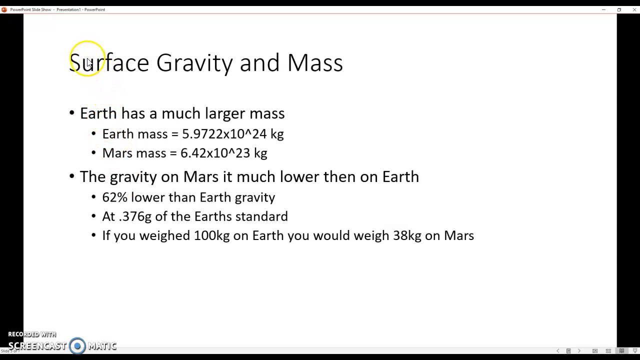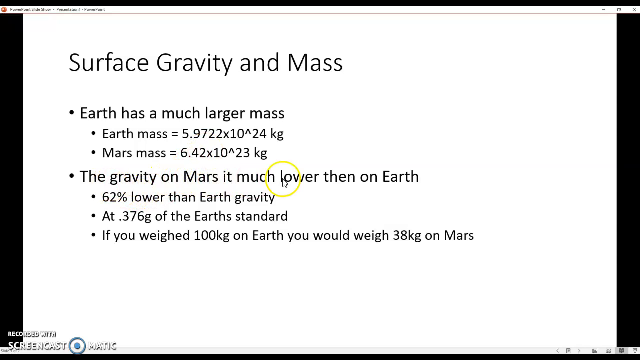For this slide, we're going to look at surface, gravity, and mass. Earth has a much larger mass. Earth's mass is 5.97 times 10 to the 24th power kilograms, while Mars' mass is 6.42 times 10 to the 23rd power kilograms. So, 6.4 is bigger than 5.9, but Earth's mass is to the power of 24, while Mars is to the power of 23. And that's a big difference, especially with this big of a number.